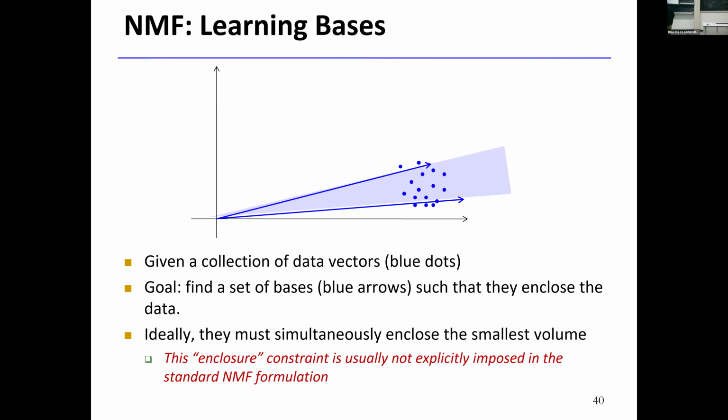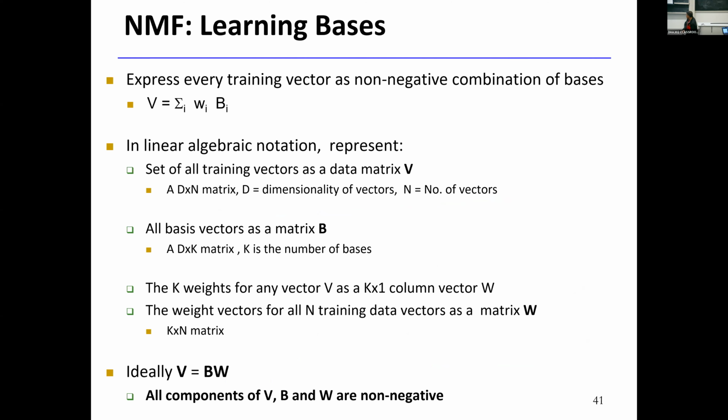So we were given a collection of data vectors like the blue dots. We want to find the set of bases such that they enclose the data most compactly. Now, we don't explicitly impose the constraint of compactness. It just kind of happens. And let's see how. So first, to learn the bases, we want to express every training vector as a non-negative combination of the bases. So every vector V is some weighted sum of the bases, as shown by the equation on the top, right?